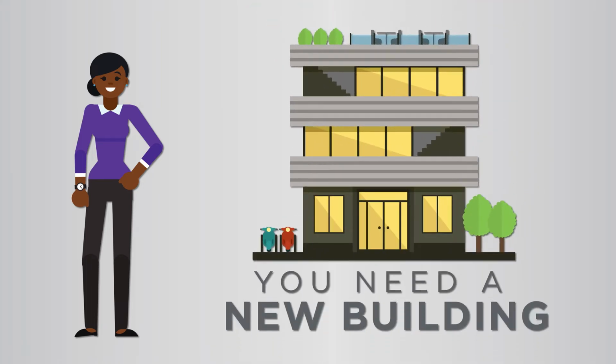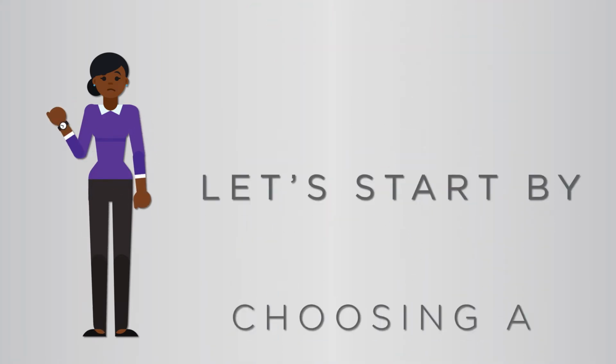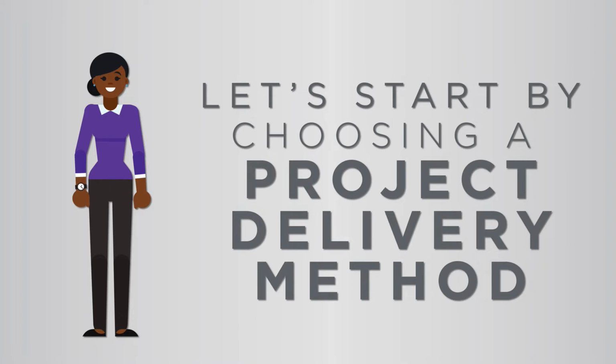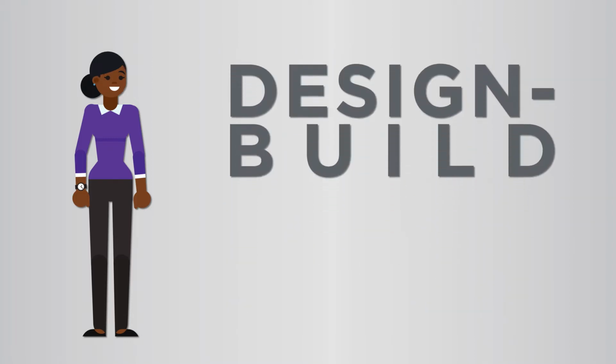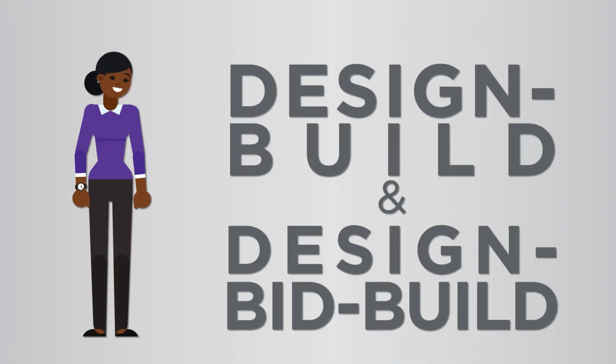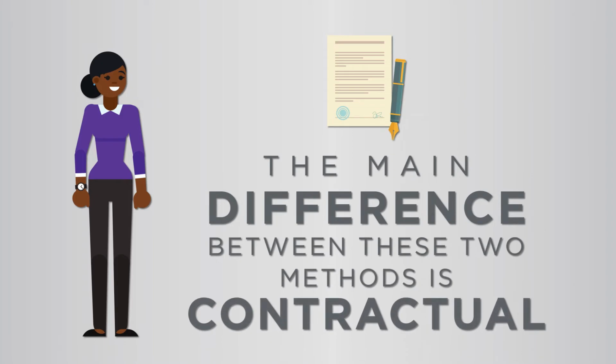So, you need a new building, but where do you begin? Let's start by choosing a project delivery method. There are two main project delivery methods to consider when starting your construction journey: design-build and design-bid-build. From a high-level view, the main difference between these two methods is contractual.